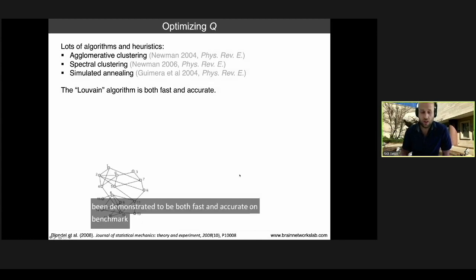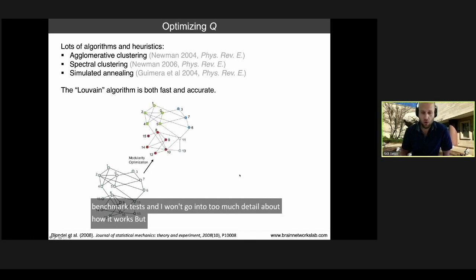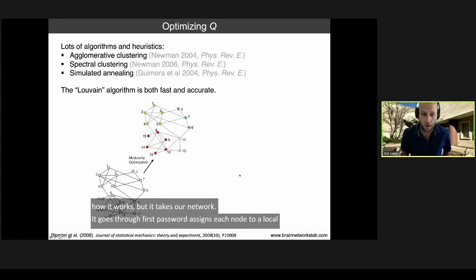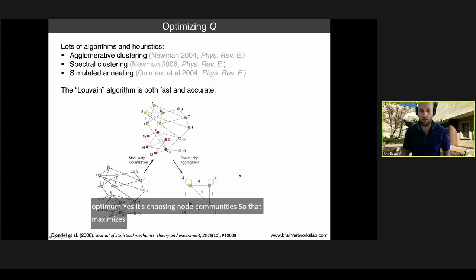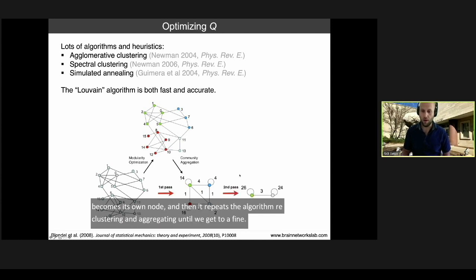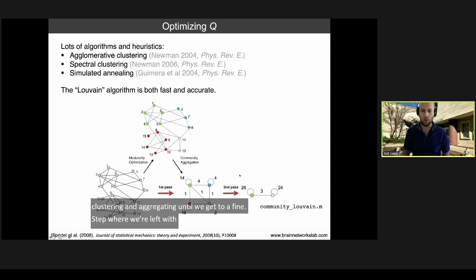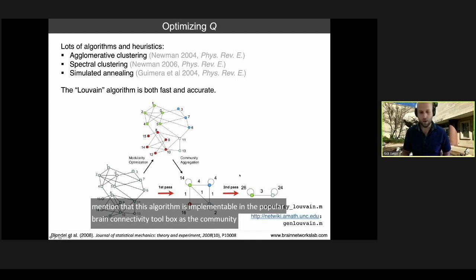And I won't go into too much detail about how it works, but it takes our network, it goes through a first pass where it assigns each node to a local optimum. It's choosing node communities so it maximizes a local modularity. It aggregates those clusters to form meta nodes, right? So each cluster, each community becomes its own node, and then it repeats the algorithm, reclustering and aggregating until we get to a final step where we're left with a set of communities. And I should mention that this algorithm is implementable in the popular brain connectivity toolbox as the community Louvain function, and it's implemented elsewhere. So you can use this quite easily right off the shelf.